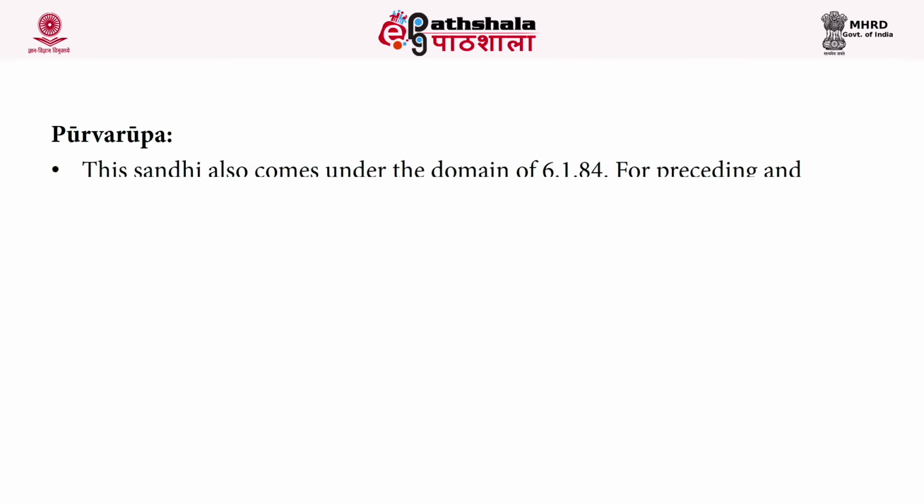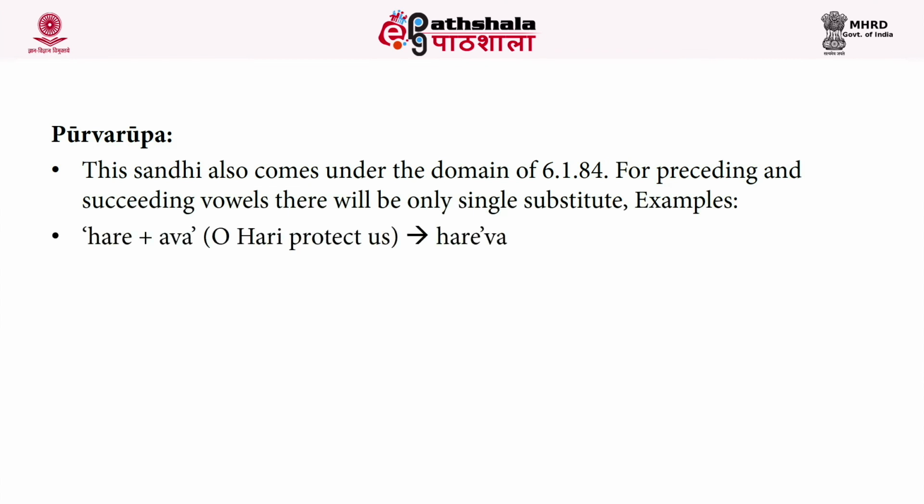Pūrvarūpa. This sandhi also comes under the domain of 6.1.84. For preceding and succeeding vowels, there will be only one single substitute. Examples, Hare plus ava, O Hari, protect us. Viṣṇo plus ava, O Viṣṇu, protect us. Sutra eṅaḥ padāntād ati 6.1.109 applies here. The sutra states that after the word-final eṅ, that is e and o, before the short initial vowel a of the succeeding word, the single substitute for both preceding and succeeding vowels is the preceding one. So we get the expressions Hare 'va, Hare plus ava, and Viṣṇo 'va, Viṣṇo plus ava.